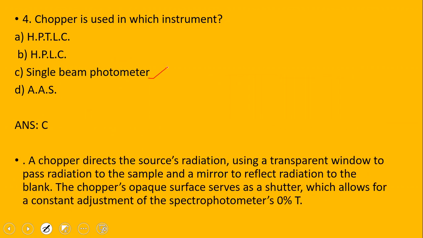So the chopper directs source radiation. It is used in spectrophotometer, both in single beam or double beam photometer. Chopper directs source radiation using a transparent window to pass radiation to the sample and a mirror to reflect radiation to the blank. Chopper's opaque surface serves as a shutter which allows for constant adjustment of spectrophotometer 0% transmittance.